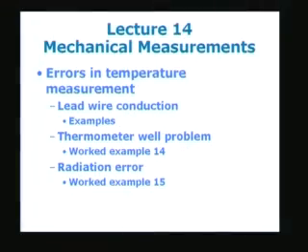So, this will be lecture number 14 on our ongoing series on mechanical measurements. Towards the end of the last lecture, we were in fact looking at the nature of errors in temperature measurement, and we just gave a brief description of the kind of lead wire model one uses. And what I am going to do now is to just recapitulate a few of the ideas from that lecture, and then carry on with two examples.